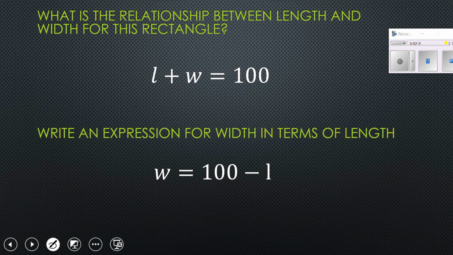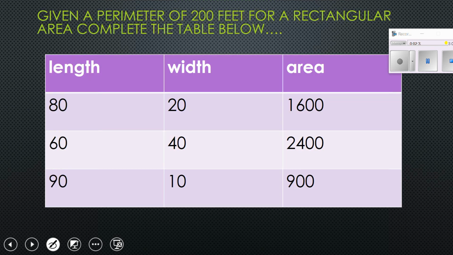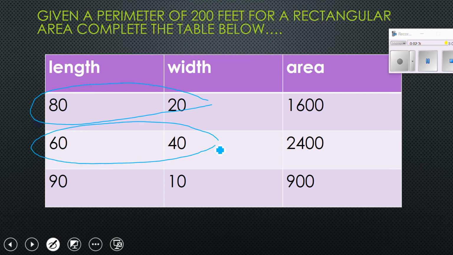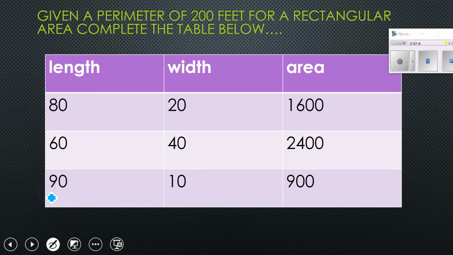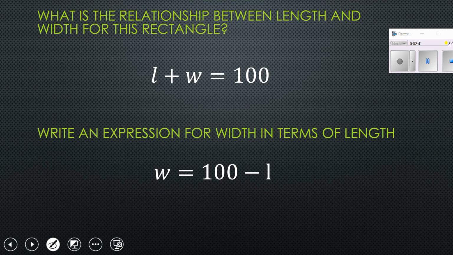So our next task as we look at this is, what is the relationship between the length and width for this rectangle? If we go back and look at our table, notice if we add up our length and width each time, what do we get? Well, we get 100, which is basically half the perimeter. And that makes sense because we're looking at half the perimeter for one length and one width. So if we add L plus W, we get 100 every time in this situation.